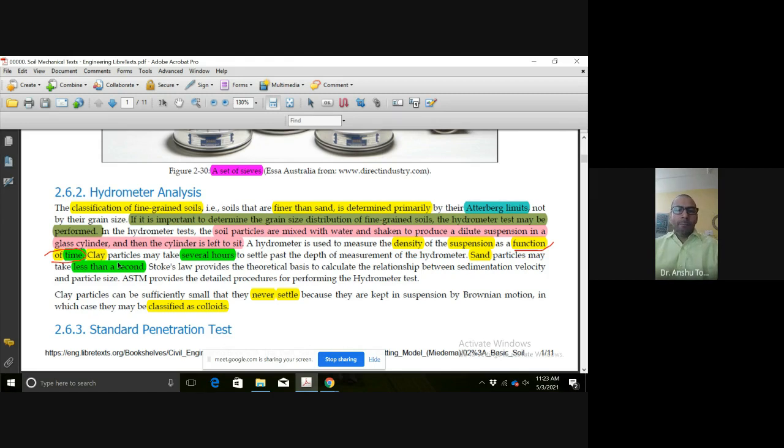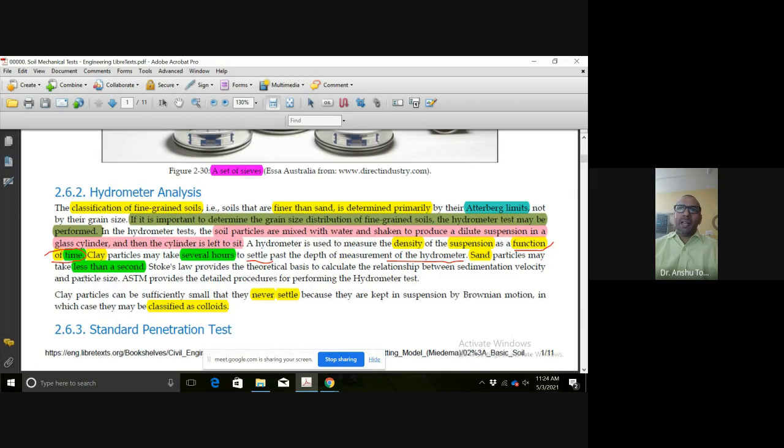How much time will the silt take to settle down? How much time will the clay take to settle down on the bottom of the jar, or there will be a part of clay which is not going to settle down anyhow. It is always going to remain unsettled and diluted with water. That is also a category available. Clay particles may take several hours to settle past the depth of measurement of the hydrometer.